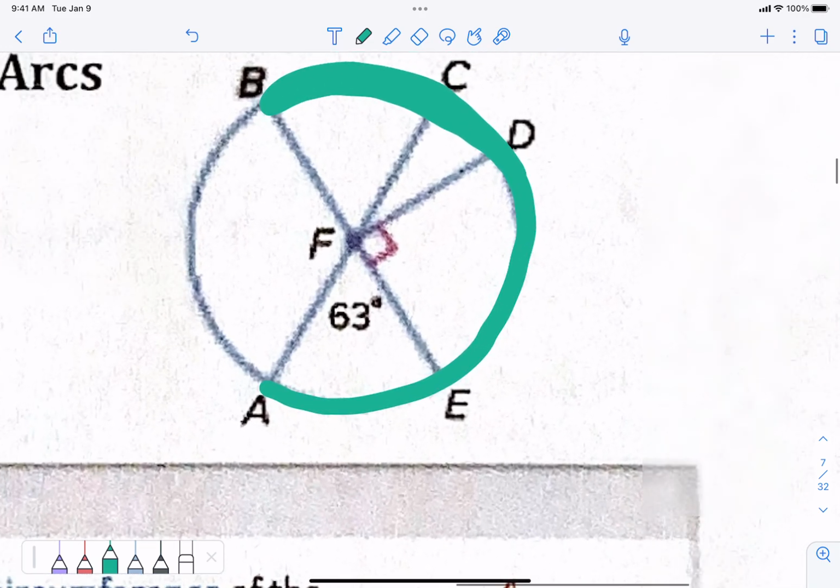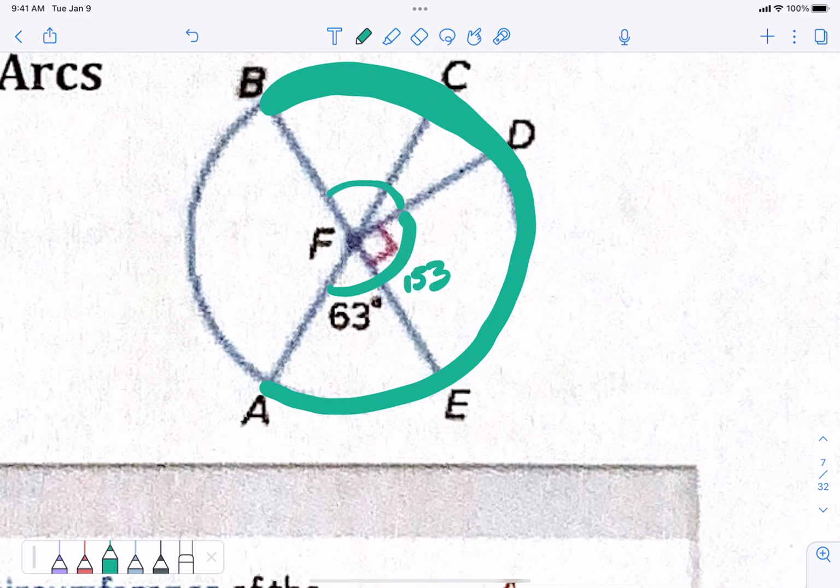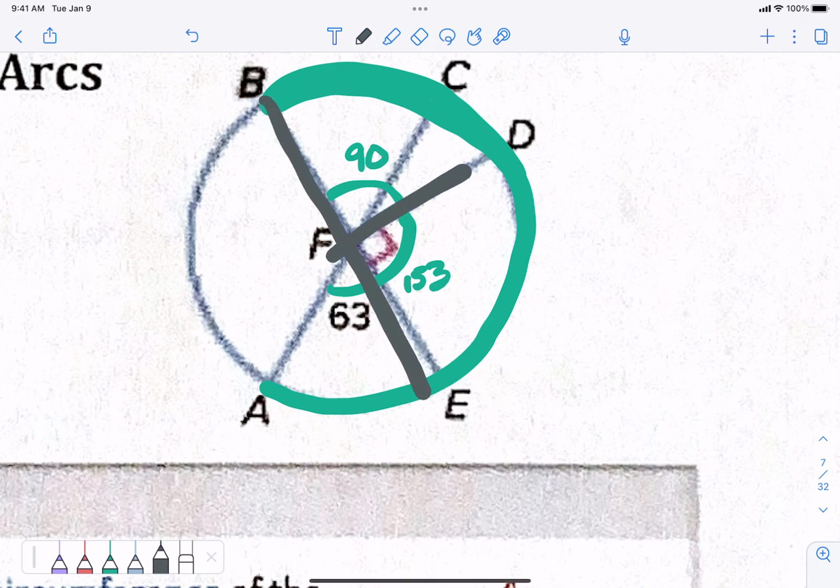You'd add 153 plus 90. So you're saying this is 153, right? Yeah. And then we have to add this to it. How much is that? 243. Oh, that's 90, right? Yeah, because this is a straight line, right? So if this is 90, then this is 90, right?